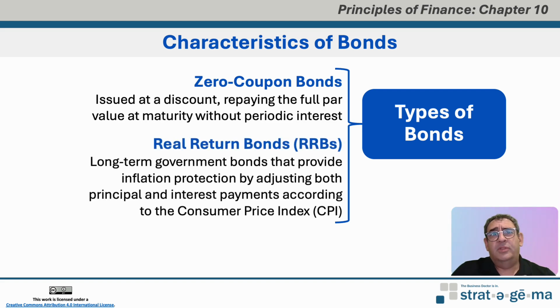There are other types of bonds called real return bonds or RRBs. These are long-term bonds and they provide inflation protection. So what happens is they adjust the principal and interest payments according to the Consumer Price Index or CPI. We won't worry about those though.